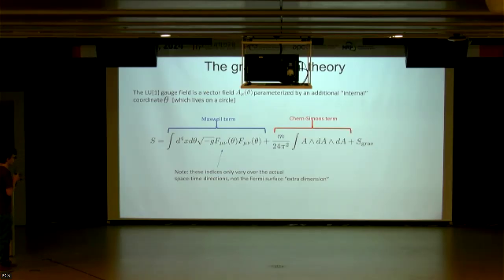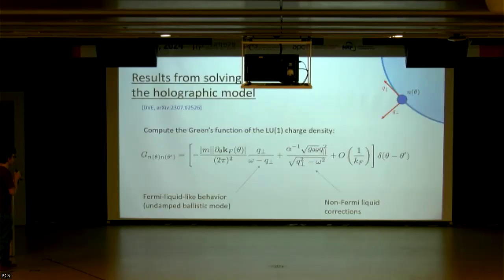And so, okay, this theory turns out to be pretty easy to solve. For example, I can compute the Green's function of the LU1 charge density. It looks basically reasonable. So the leading behavior is the first term here, and it has this pole at omega equals q perp, which describes an undamped ballistic mode, where q perp is the momentum perpendicular to the Fermi surface. So basically it's telling you that you have a ballistic mode that moves radially to the Fermi surface, which is what you would expect in Fermi liquid theory, for example. But you see it also in this holographic model. So it's nice to have this correspondence.